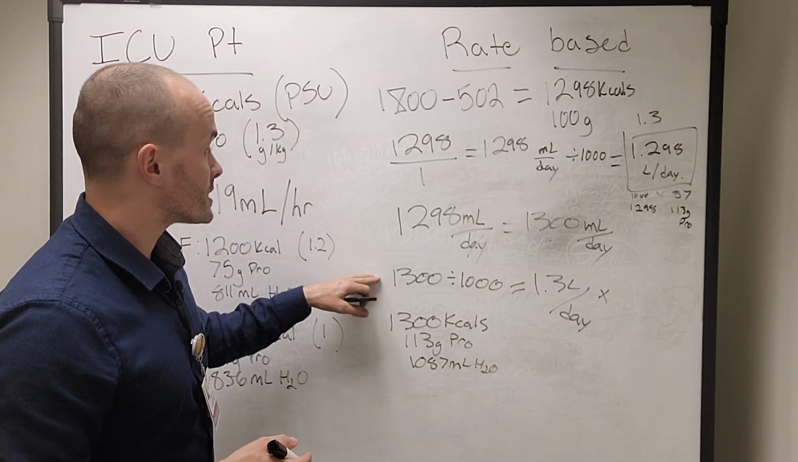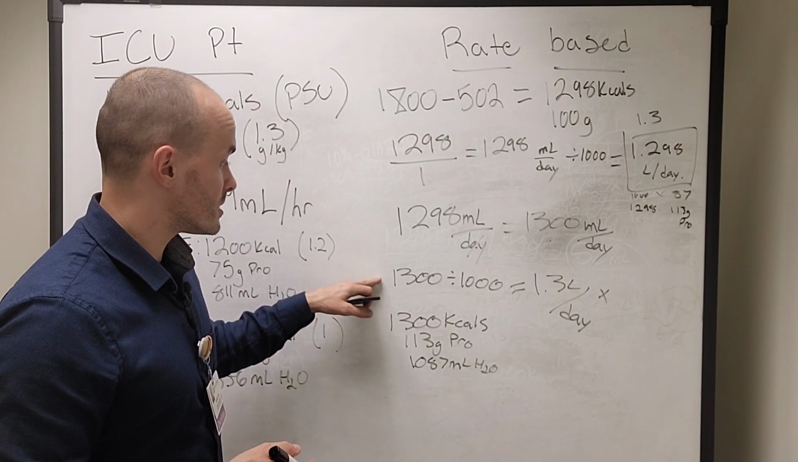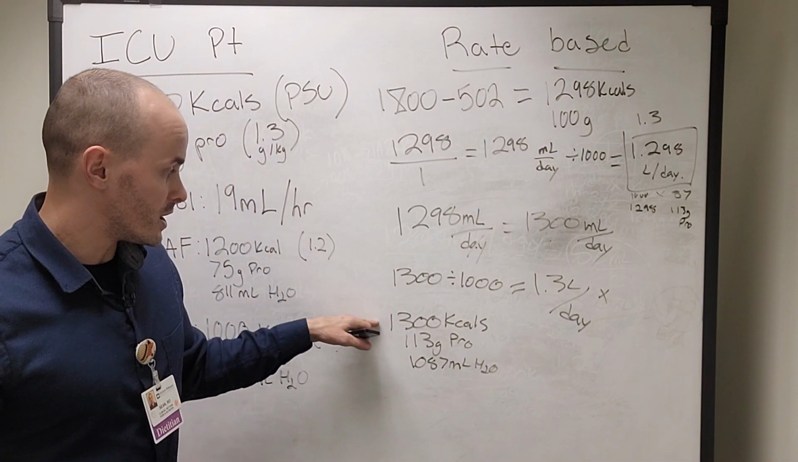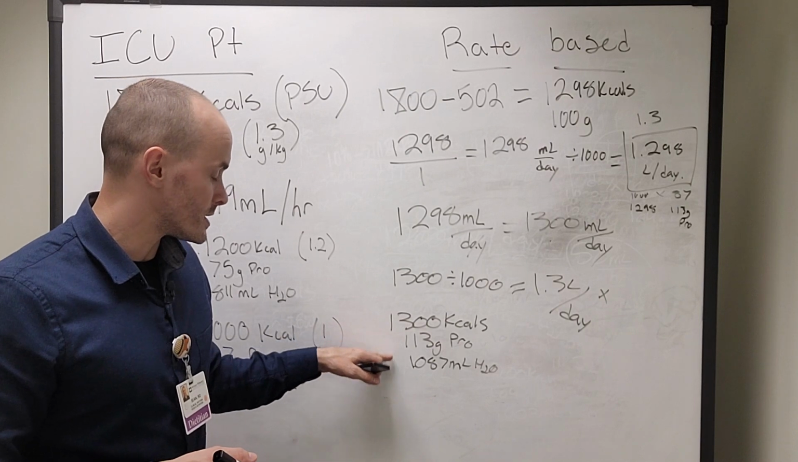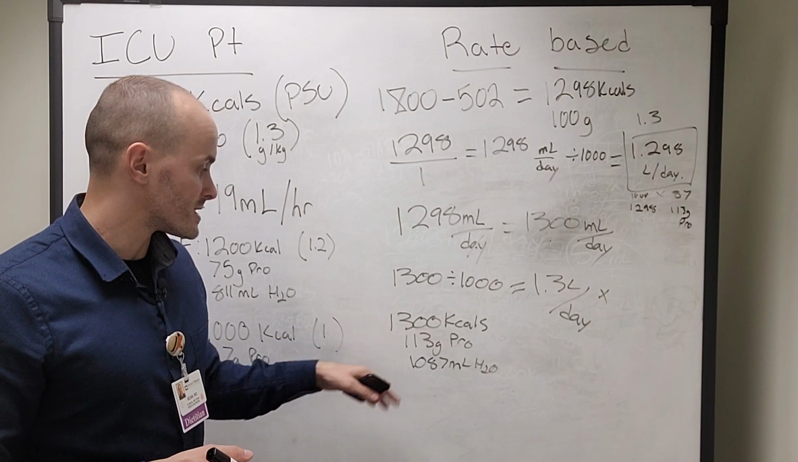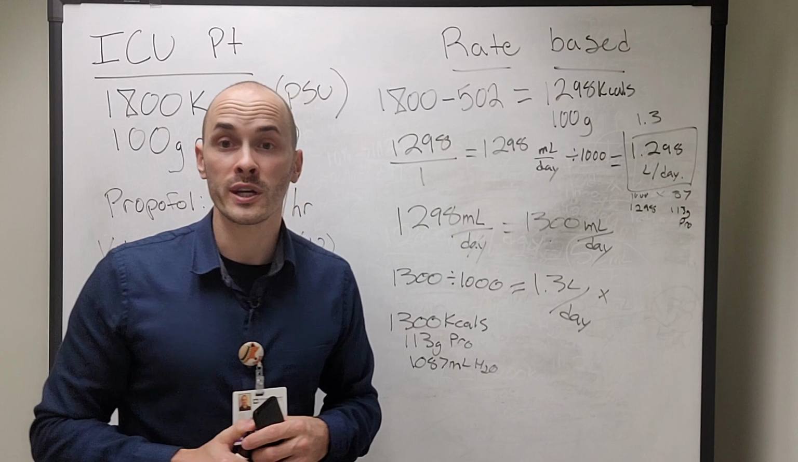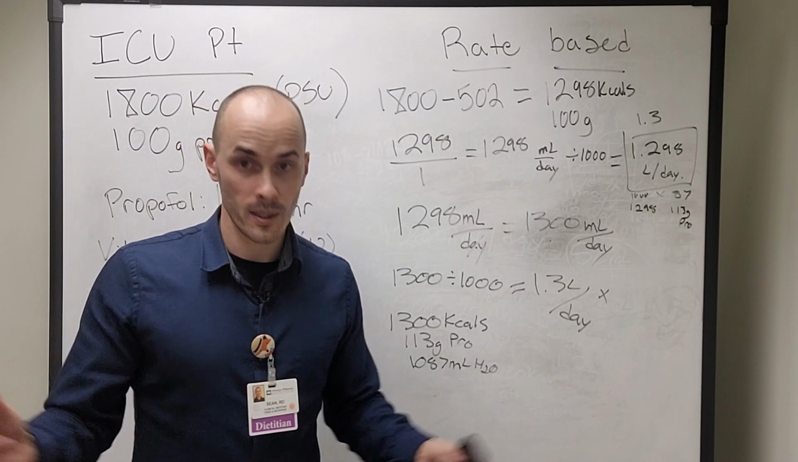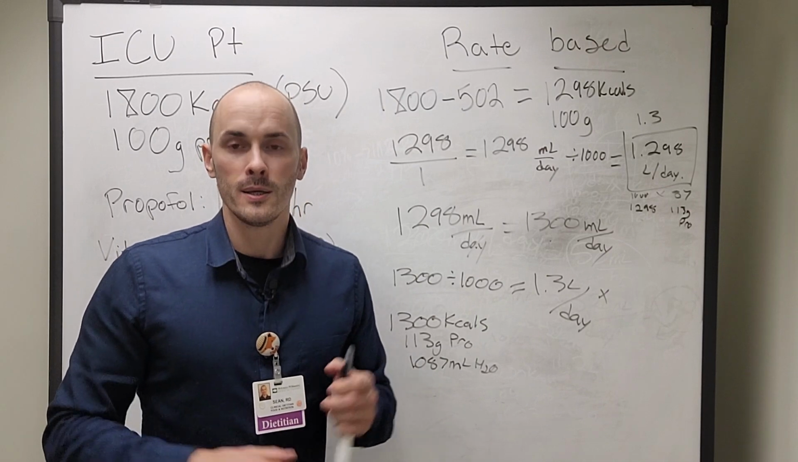So in this patient, we'll do a volume-based tube feeding, 1,300 mils per day will provide 1,300 calories, 113 grams of protein, and 1,087 mils of free water. Recommend at least 60 mil Q4-hour free water flushes. That's what our note will be.